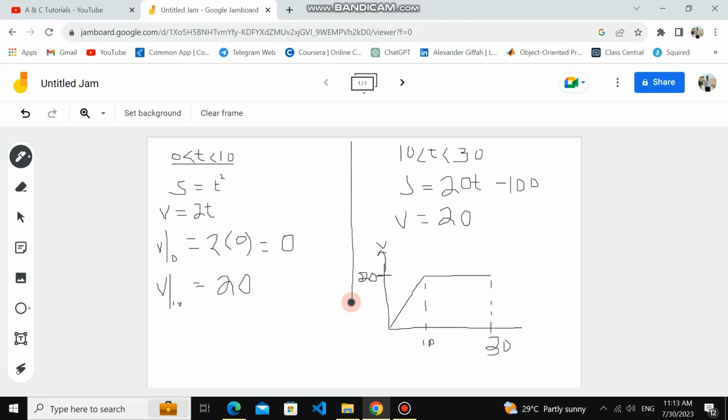So you can basically do the same thing for the acceleration. You know acceleration is what you get when you differentiate velocity, which gives 2. So when you differentiate this part, acceleration will be 2. When you differentiate this part, acceleration will be equal to 0.